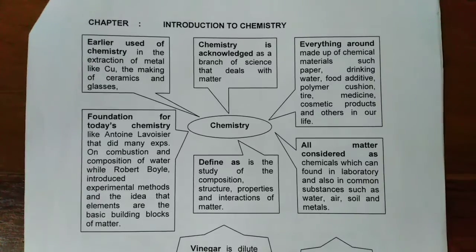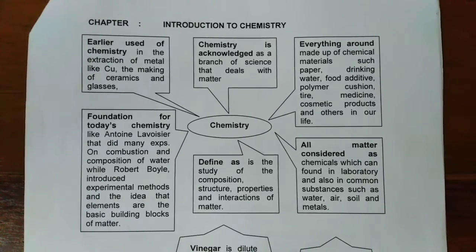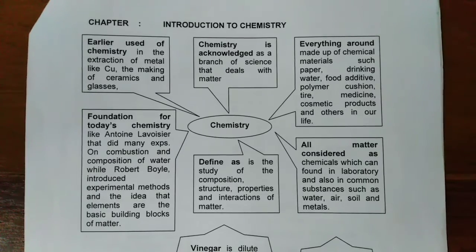Chapter 1, Introduction to Chemistry. Let me make this chapter easy. In this chapter, number 1, we need to know the meaning of chemistry and where the term chemistry comes from. Number 2, we need to know a few common chemicals in our daily life and their uses.